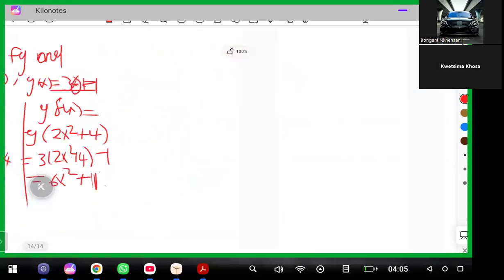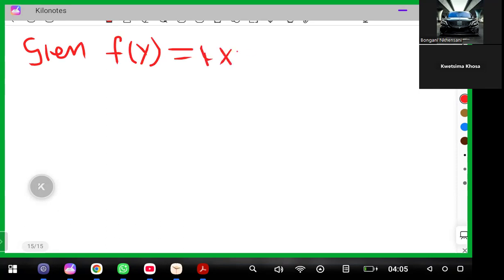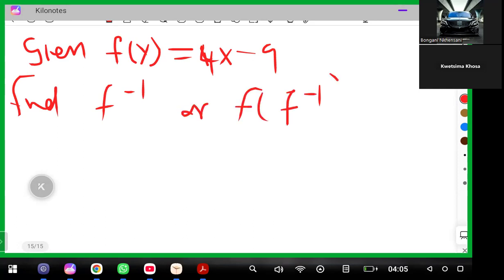Then the only thing left will be to know how to get the inverse, if they say given a function f, then they tell us to find the inverse, or they say find this, or they can say find this.